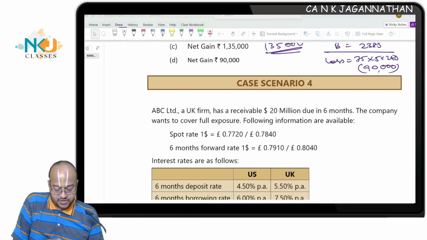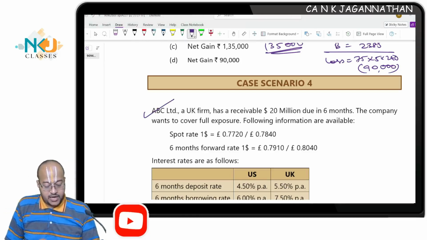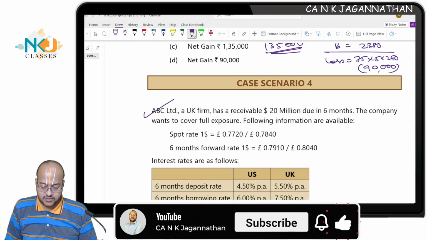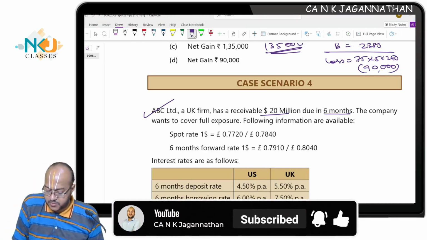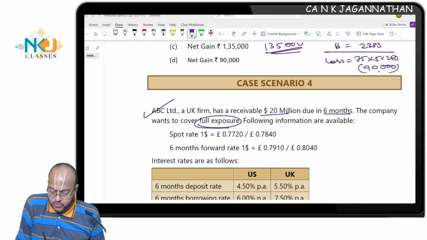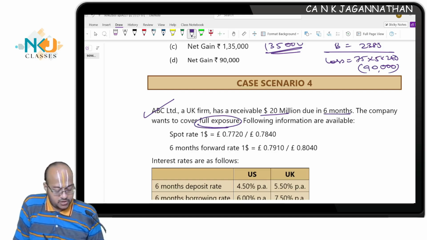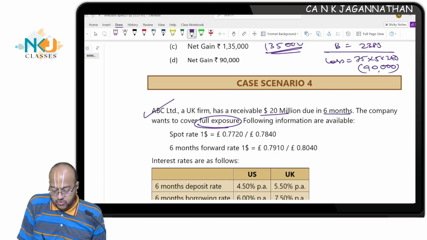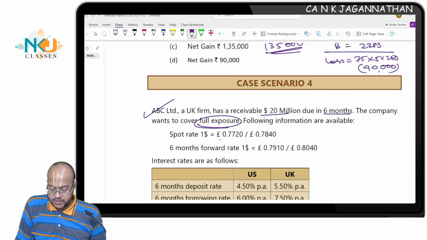So let us continue discussing case scenario number 4. ABC Limited, a UK firm, has a receivable of 20 million due in 6 months. The company wants to cover full exposure. The following information is available. Spot rate: $1 is equal to £0.7720. Bid rate 0.7840, offer rate. The 6 months forward rate is given.